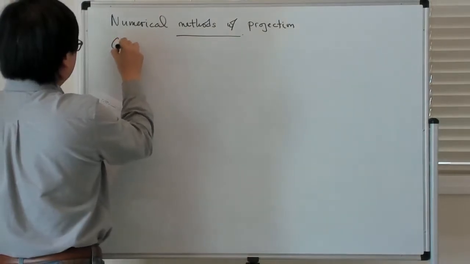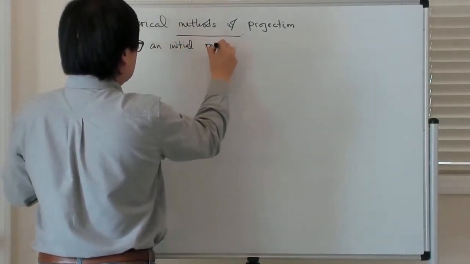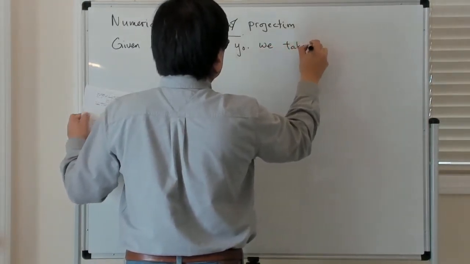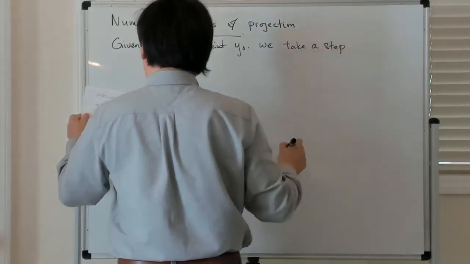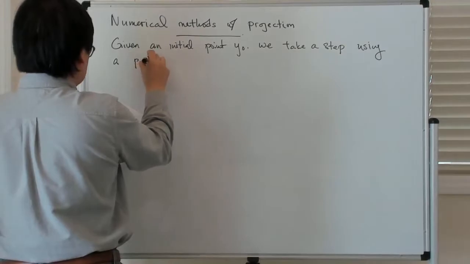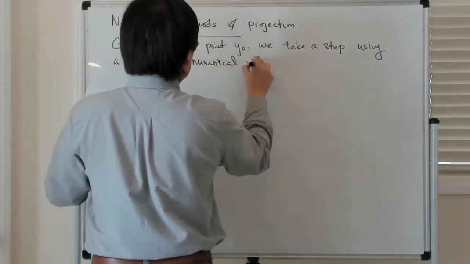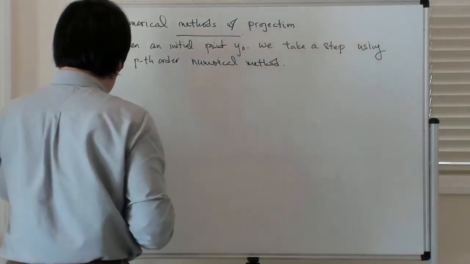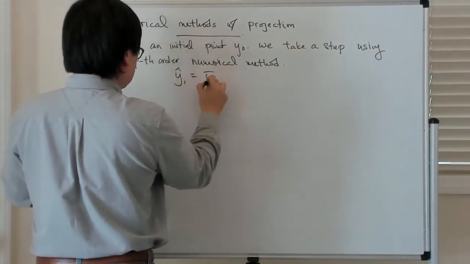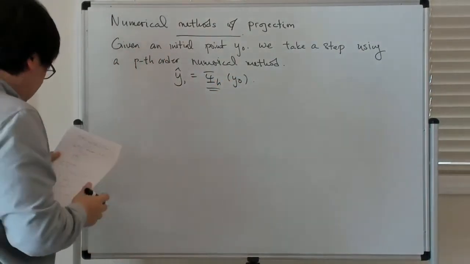Okay, so let's say you're given an initial point y0, and we take a step using a p-order numerical method. Okay, so y1 hat is equal to psi h y0. So this is the p-order numerical method.